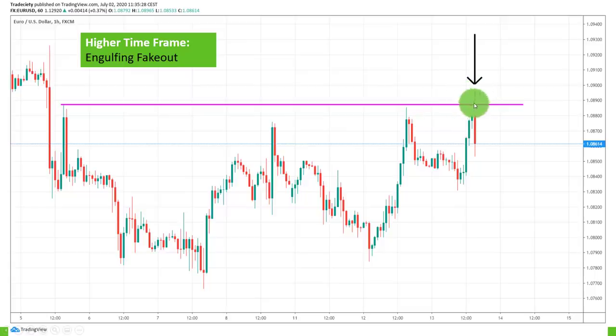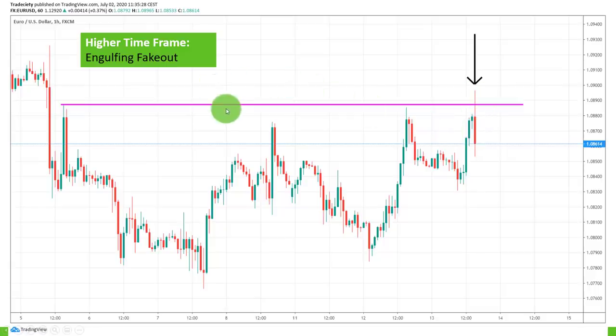There's probably a lot of stop hunts going on, a lot of bull and bear traps, a lot of failed breakouts, and you can see this is even an engulfing candle pattern. So this red candle completely engulfs the previous little green candle and even the candle before that. So it's a very, very strong selling signal.